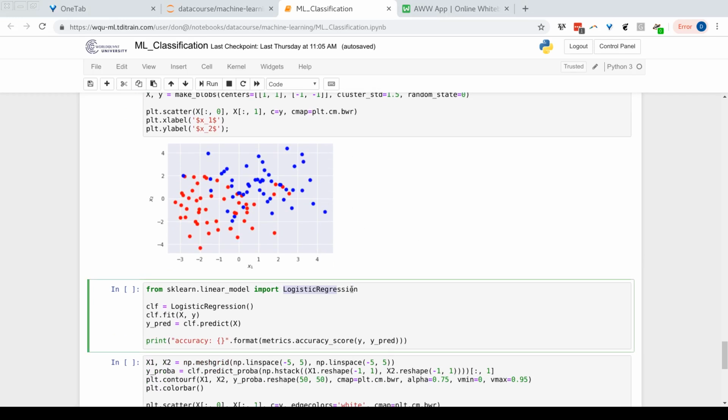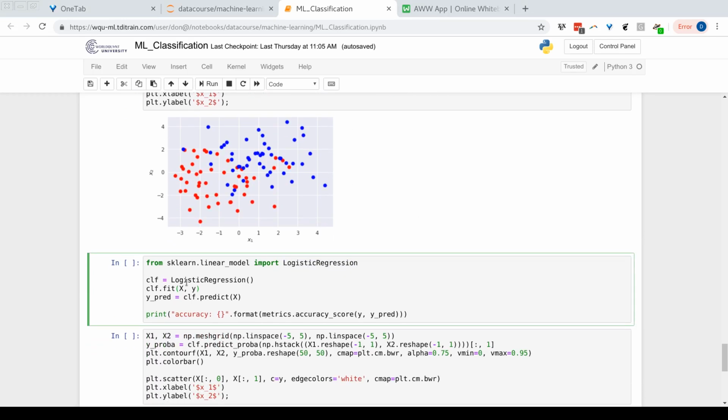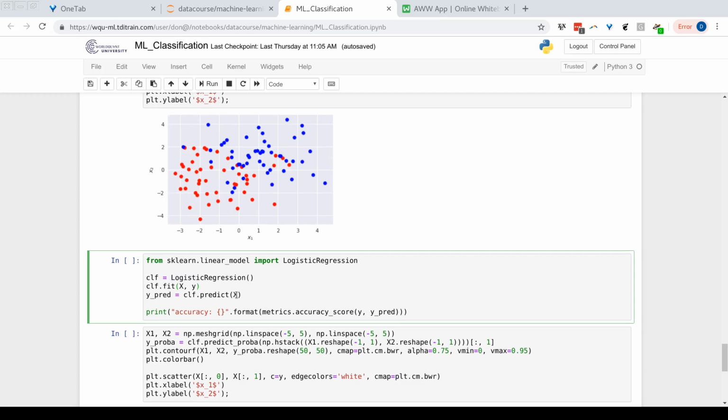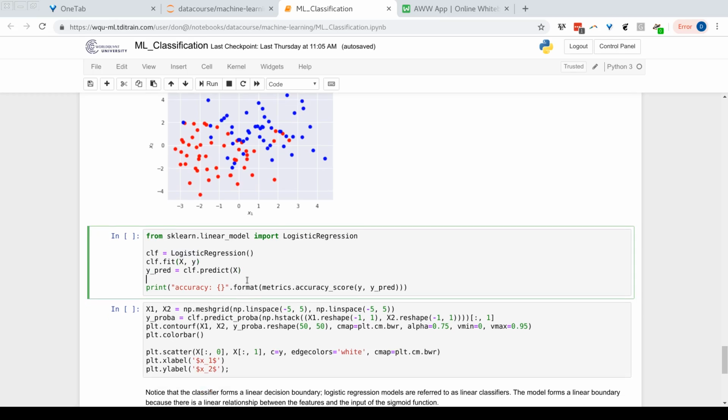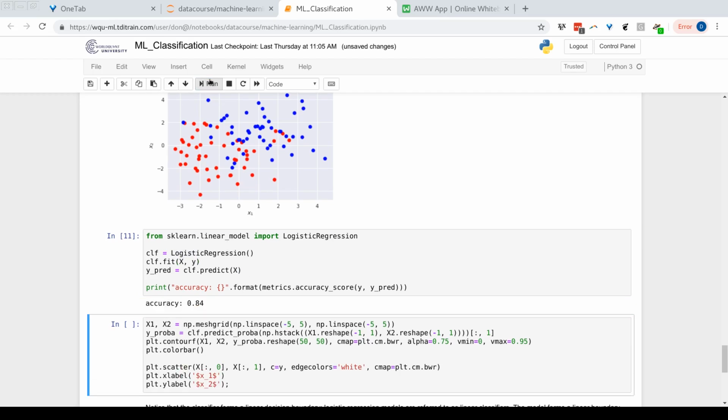Okay, so we import LogisticRegression, that's the name. We create our classifier, fit it, passing x and y. Then let's make predictions on x and print out the accuracy. Let's see what the accuracy of our model is. So we have 84% accuracy in this case.